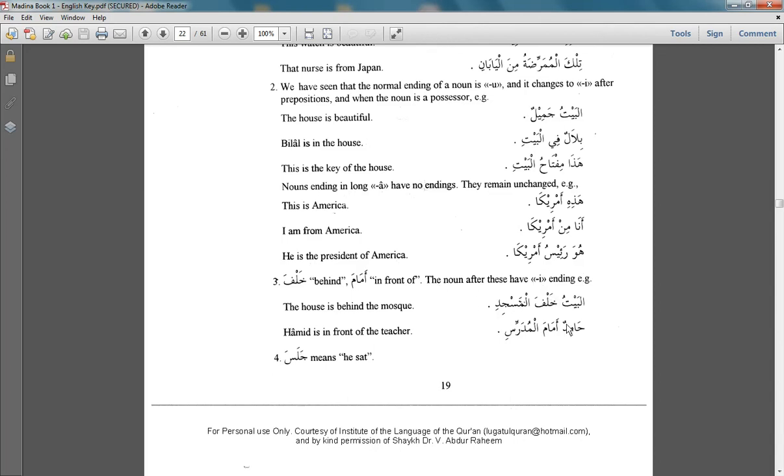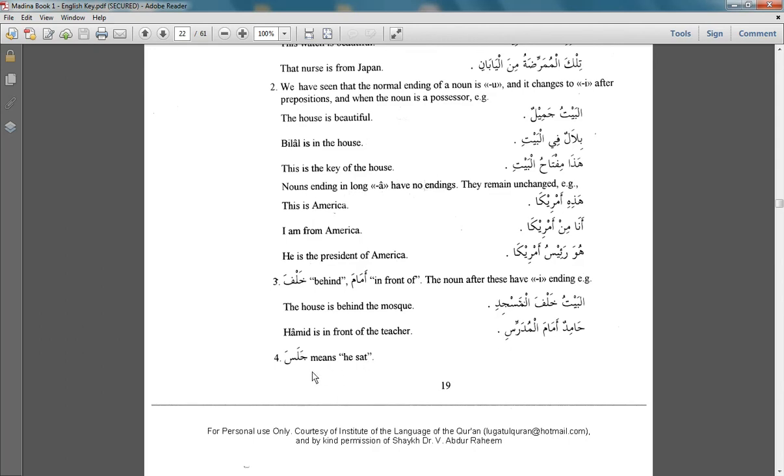For example, al baytu khalf al masjidi. So this is mudaf and mudaf ilayh again, but it's not showing possession, but it's still regarded as mudaf and mudaf ilayh. Okay, so khalfa, it means behind. Al-masjidi, the masjid. The house is behind the masjid, and the dal has a kasra here because it's mudaf ilayh. Hamidun amama al-mudarris. Hamid is in front of the teacher. So amama, it has a fatha because it's showing a position, and al-mudarris, it has a kasra because it's mudaf ilayh.